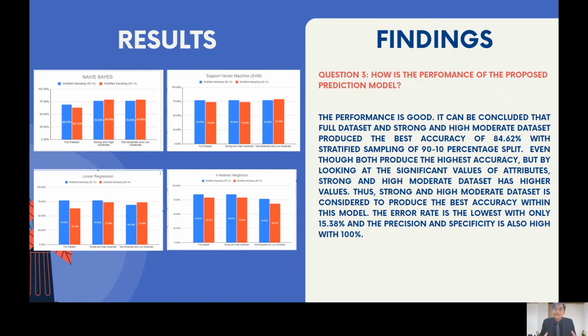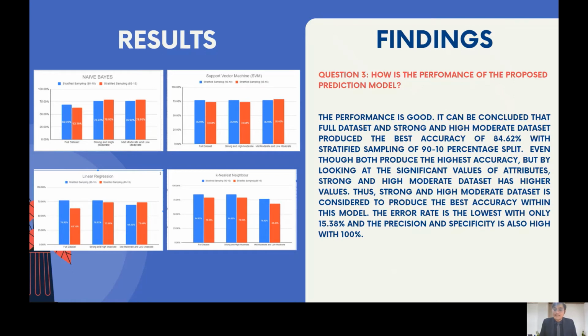And last but not least, question number 3. How is the performance of the proposed prediction model? Overall, the performance is good. It can be calculated that the full data set and strong and high moderate data sets produce the best accuracy of 84.62% from K nearest neighbors, which reflects sampling of 90 to 10 percentage points.